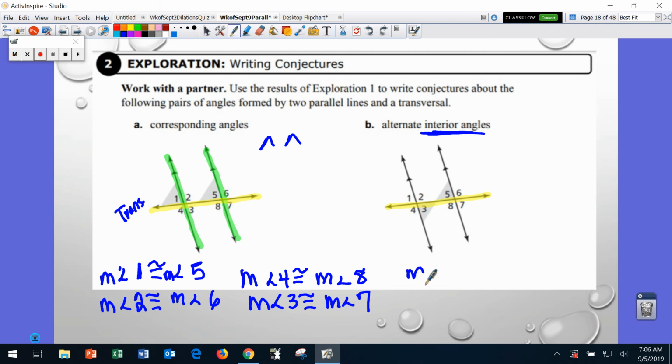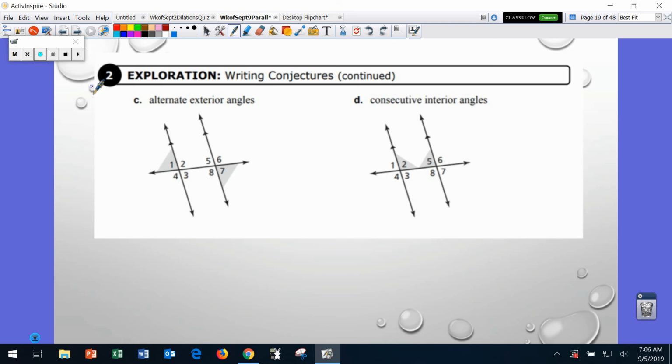So I can say the measure of angle 3 is going to be congruent to the measure of angle 5. If I look at 2 and 8, they're inside the parallel lines and they're on opposite sides of the transversal. So I say the measure of angle 2 is congruent to the measure of angle 8. So we're done with that one. Let's go to the next one.